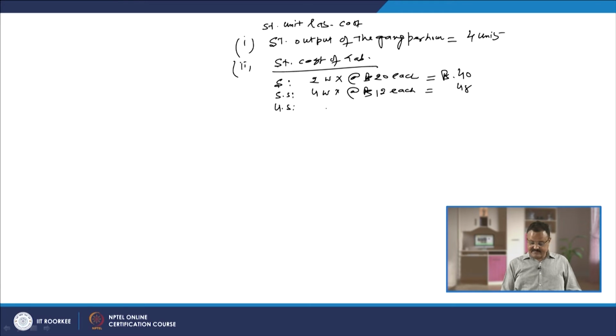And then the unskilled. In case of the unskilled, 4 workers, and we are paying at the rate of how much?